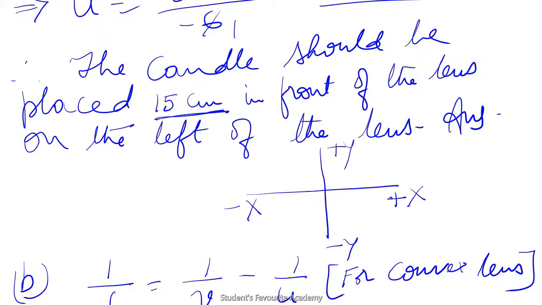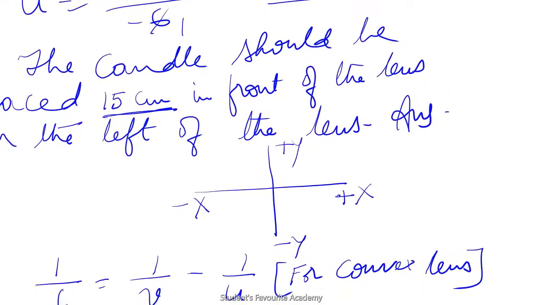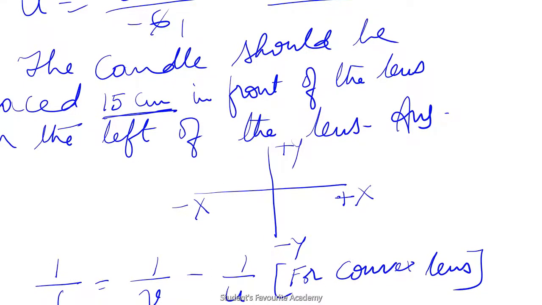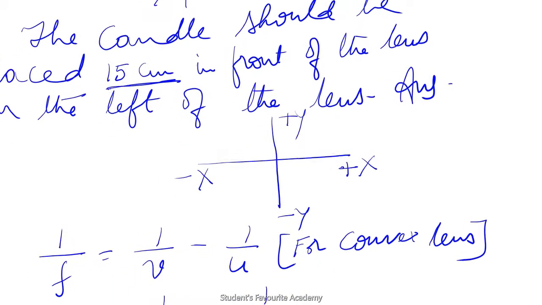So whichever is formed on this side will be minus, and this side will be positive. Okay, similarly, an erect image on the right side will be positive, an erect image on the left side will be negative, an inverted image on the left side will be negative, and an inverted image formed on the right side will be positive. Okay, so now we have to find out the focal length.